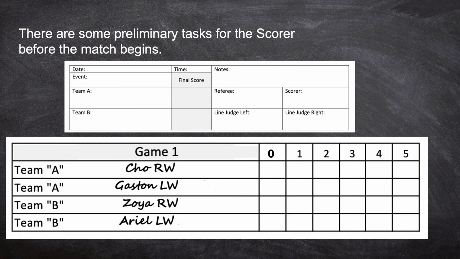Information on players should be gathered well before the first serve. A good time is before or after the warm-up period. Enter the names of the teams at the top of the sheet in the Team A and Team B boxes. For significant matches, enter date, time, event, teams, referee, score, and line judges.